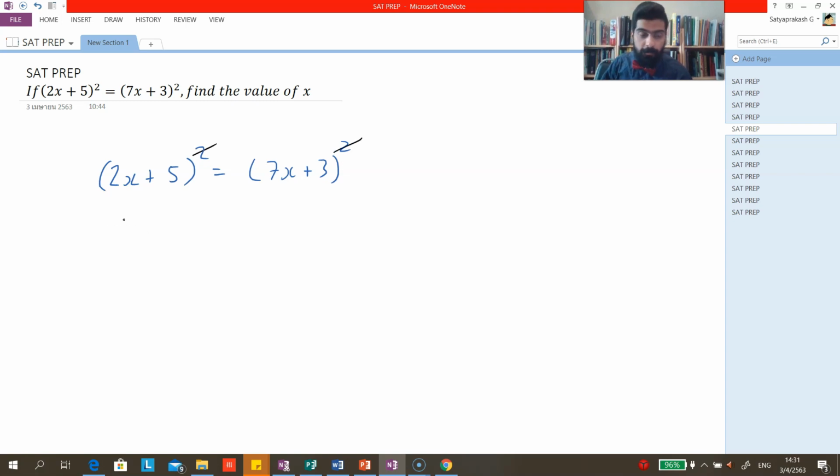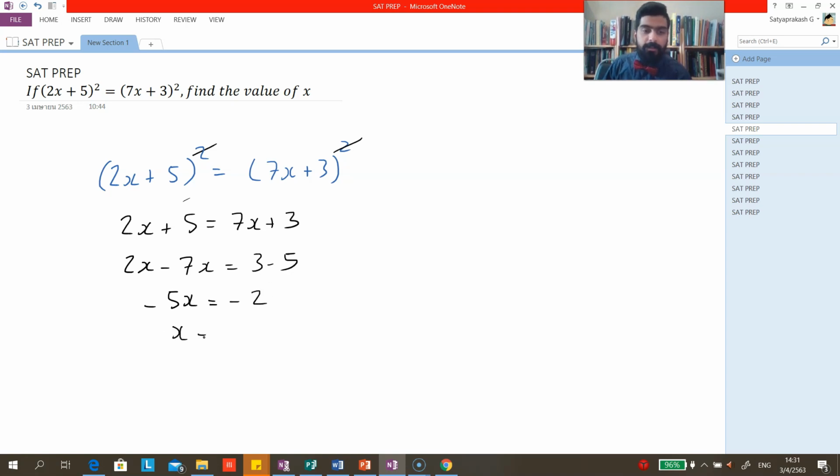And all we have left now is 2x plus 5 is equal to 7x plus 3. And then now we're going to pretty much solve for x. So I have 2x. I'm going to transpose this to this side. So we have 2x minus 7x is equal to 3 minus 5. 2x minus 7x would give us negative 5x is equal to 3 minus 5 is negative 2.